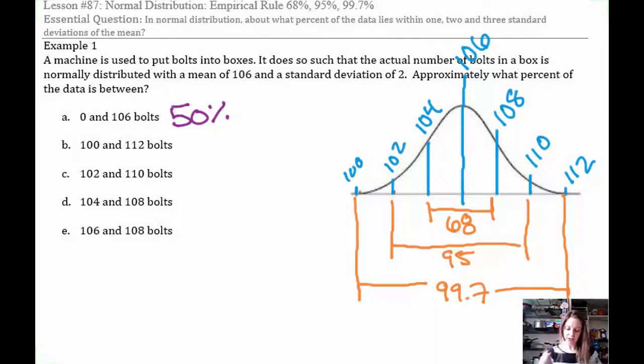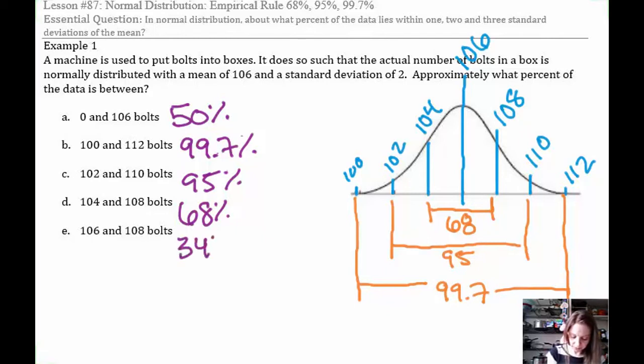Now, between 100 and 112 bolts, well, I've actually labeled that on this graph. It lies within 3 standard deviations of the mean. So this is 99.7%. 102 to 110 is 95%. 104 to 108 is 68%. And 106 to 108, well, that's 1 standard deviation above, and so it's half of 68%, which is 34%.